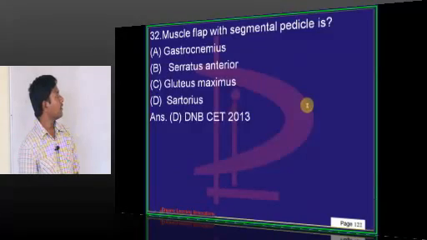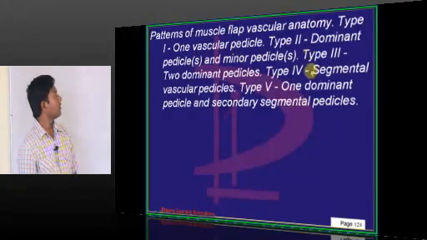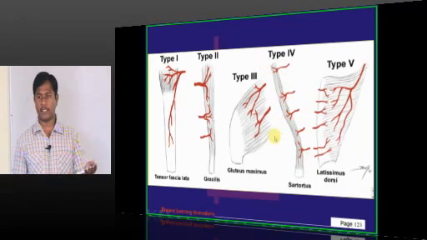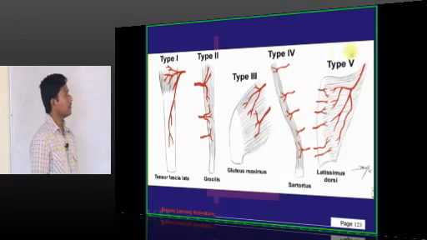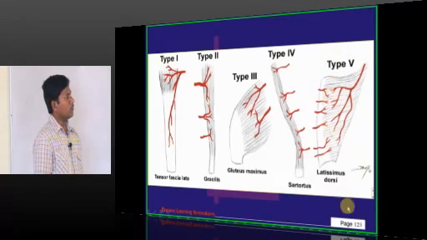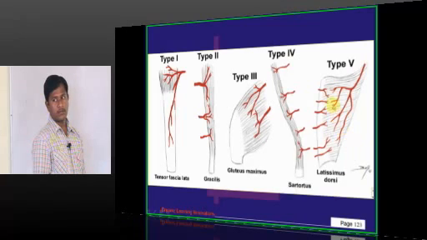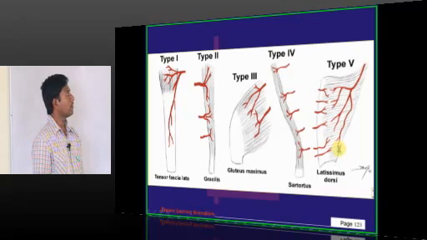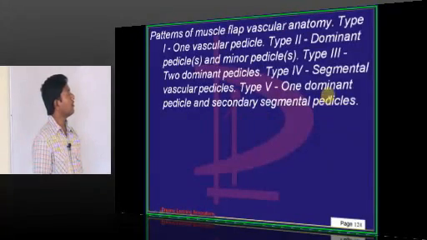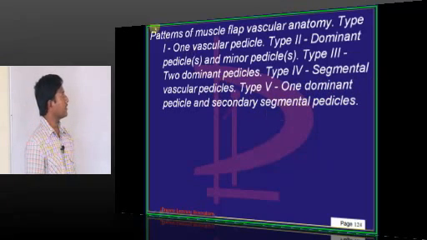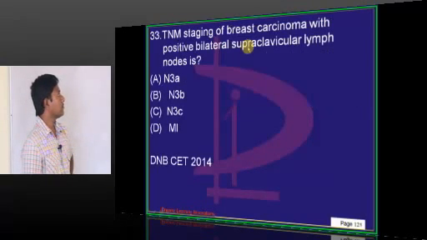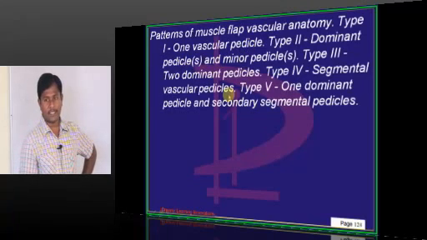Type 4 is segmental vascular pedicles. Here one segment, here one segment, each and everything will be the same, no dominant vessel. Segmental supply will be seen. Type 5 is two different complete supplies, this is different and that is different supply. One dominant pedicle and secondary segment. These are the types of muscle flaps with vascular anatomy.